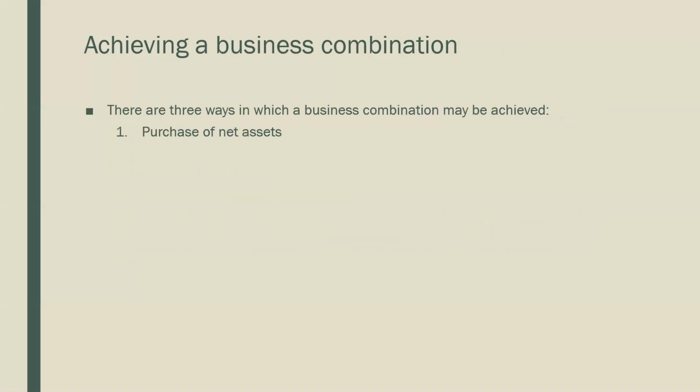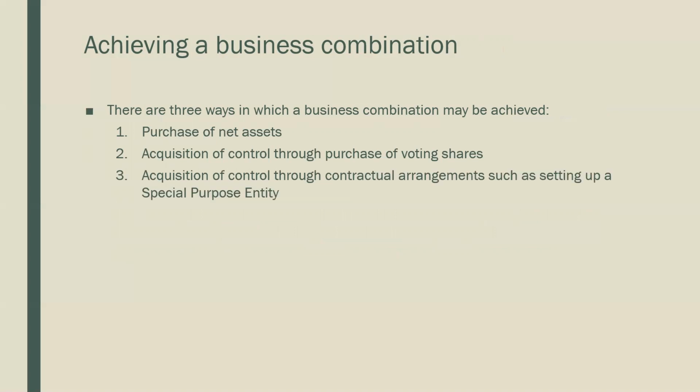So how can a business combination be achieved? There are three basic ways in which a business combination may be done. Number one, through the purchase of net assets of the acquiring company. Number two, acquisition of control through the purchase of voting shares of the acquiring company. And number three, acquisition of control through contractual arrangements, such as setting up a special purpose entity or a variable interest entity.